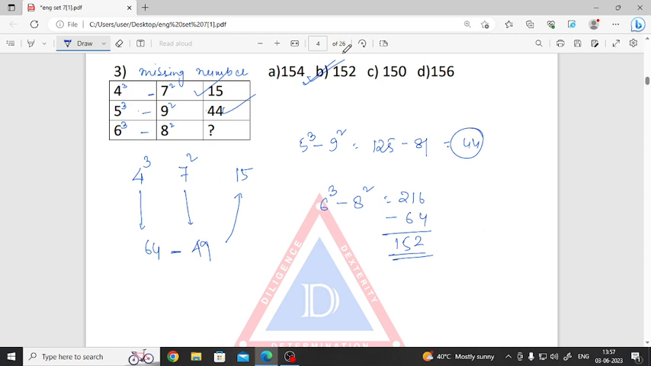So hope you got it. What was the solution here? Cube the first number, square the second number, and then subtract it. So the answer here is 152.